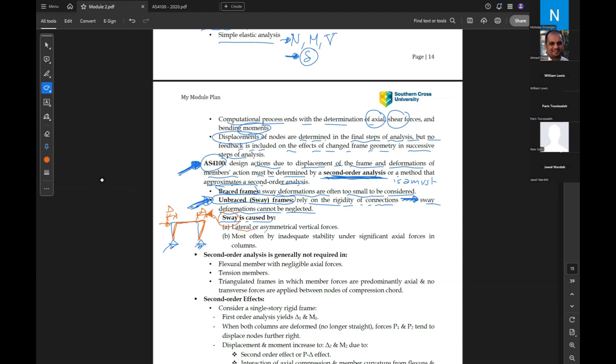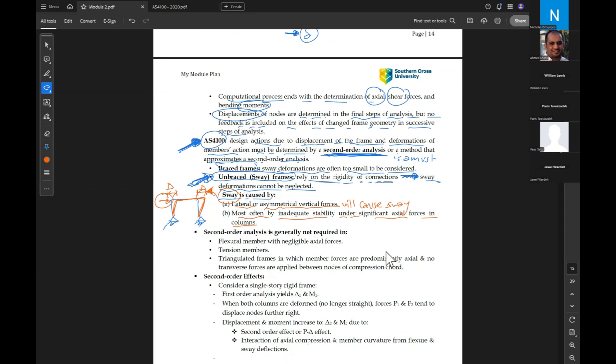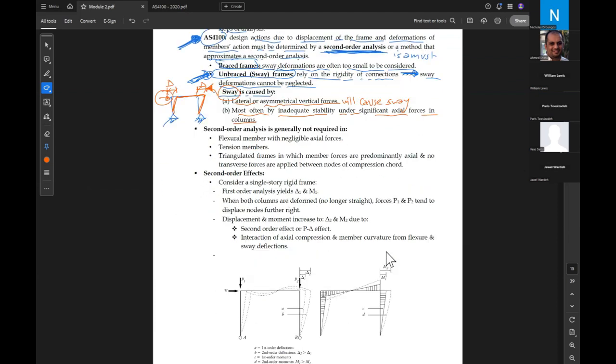Lateral or asymmetrical forces will cause sway. So the sway is caused by lateral force like that or asymmetrical vertical force. The sway is most often caused by inadequate stability under significant axial force in the column. So also in some cases where the column is not stable, it will be under sway as well.